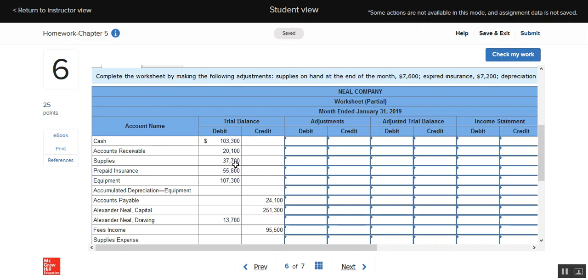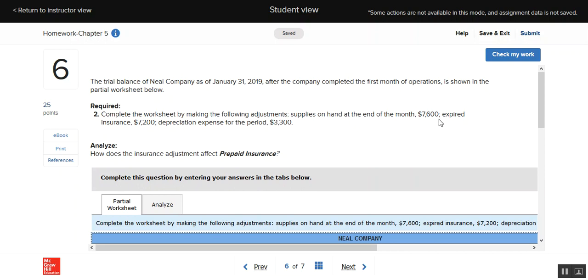So we have to figure out what we need to do to bring this balance down from $37,700 to $7,600. To do that, we need to credit supplies the difference between those two, which would be $30,100. So if we credit supplies $30,100, the credit and the debit offset each other, and that would give us a balance of $7,600, which is the amount that we have on hand. That should be the balance in supplies.